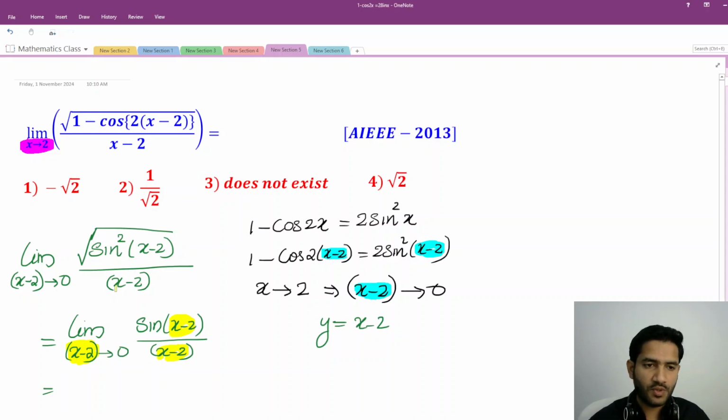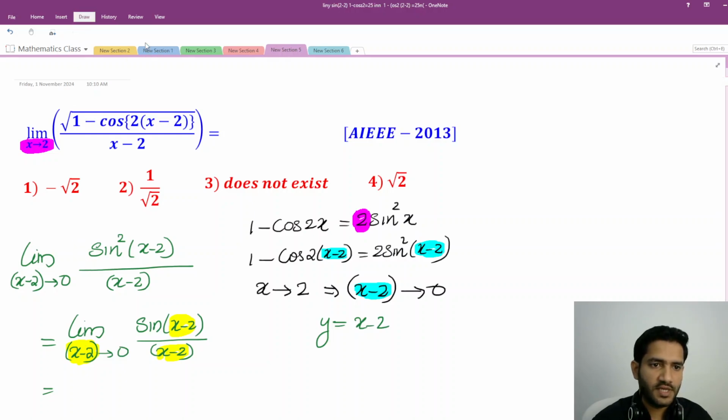Okay, so the answer is 1. Oh, but there is no option 1. What happened here? Oh, look at here. We forgot a 2. This is 2 sine square x. So you want to write that 2 here. We forgot to write that 2. Did you get that? We forgot that 2 here.